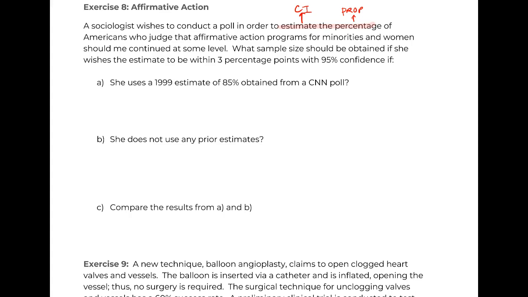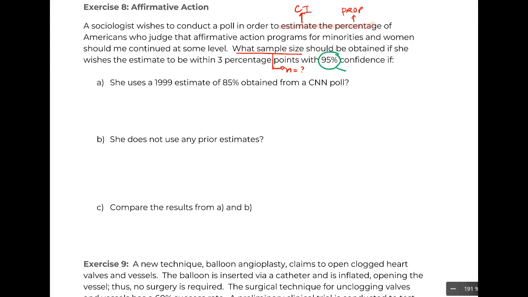I'm just throwing this out there because on the optional final, there is a sort of matching methods to what we're trying to do section. Of Americans who judge that affirmative action programs for minorities and women should be continued at some level. What sample size, okay, so this one's a little bit easy. We're looking for n equals, should be obtained if she wishes the estimate to be within 3 percentage points with 95% confidence. So we're given two more values here.